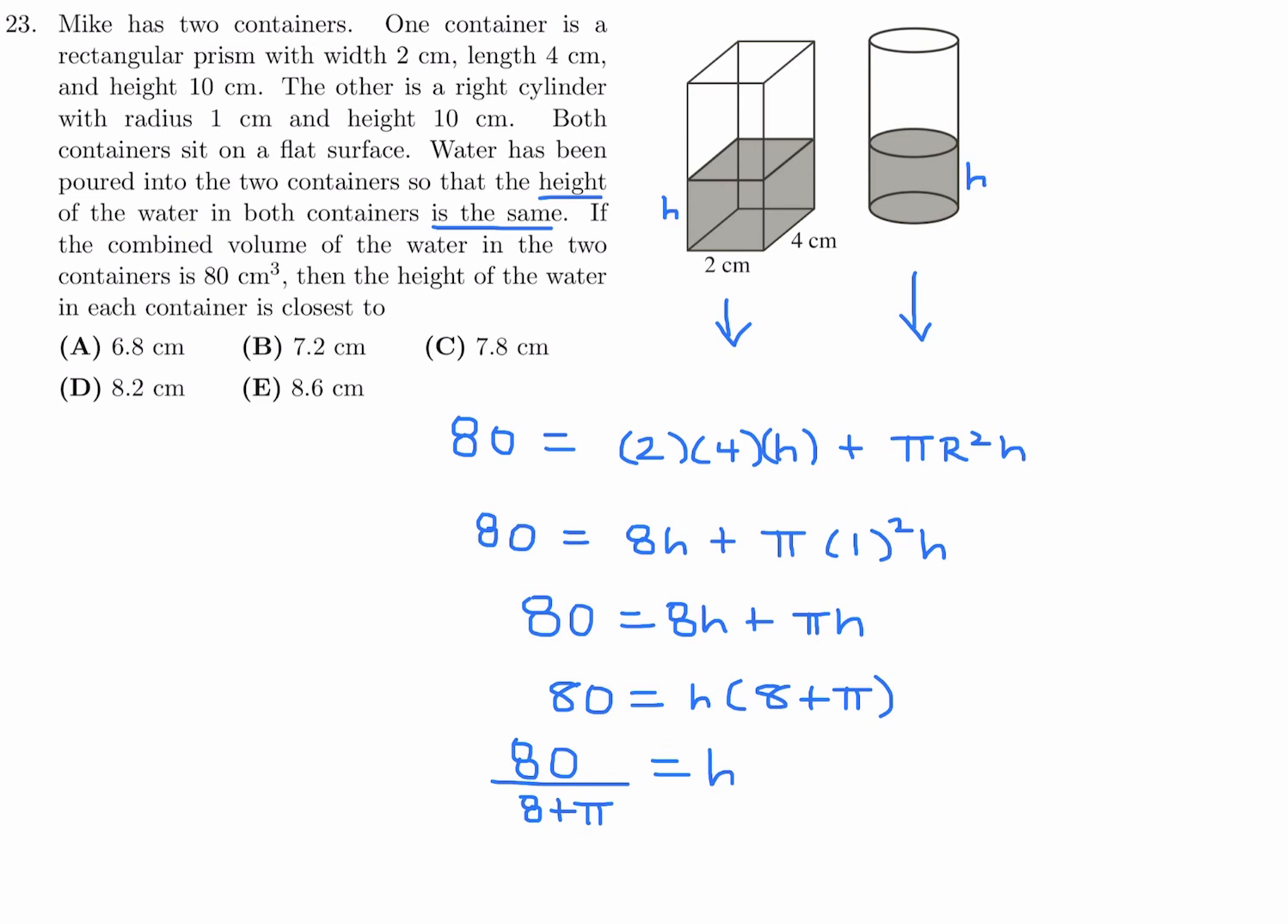Get out your calculator. Pi is approximately 3.14, so if you add 8 to it, it becomes 11.14. And now you get out your calculator, and 80 divided by 11.14 is approximately 7.18. And therefore, the one that is closest in the answers is this guy right here, 7.2. So number 23, the answer is B.